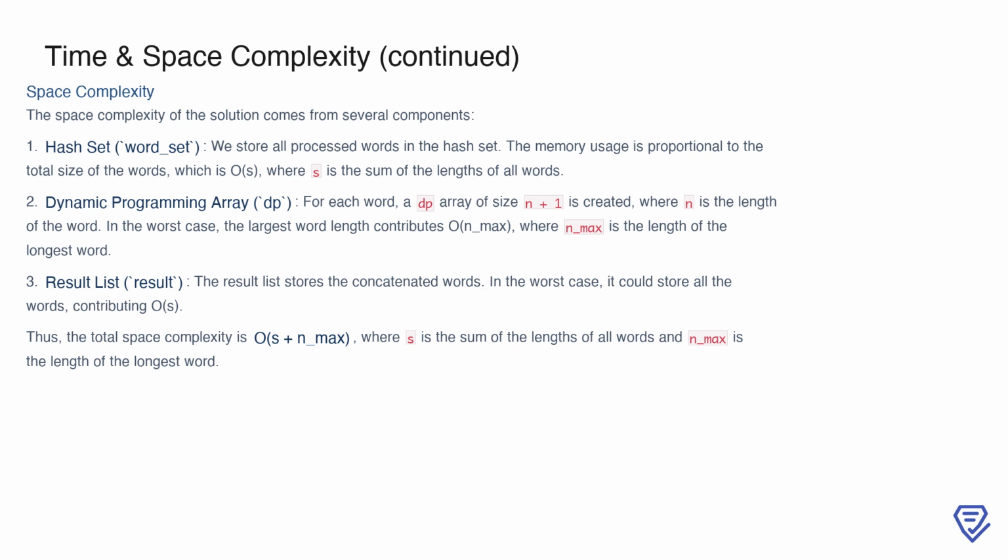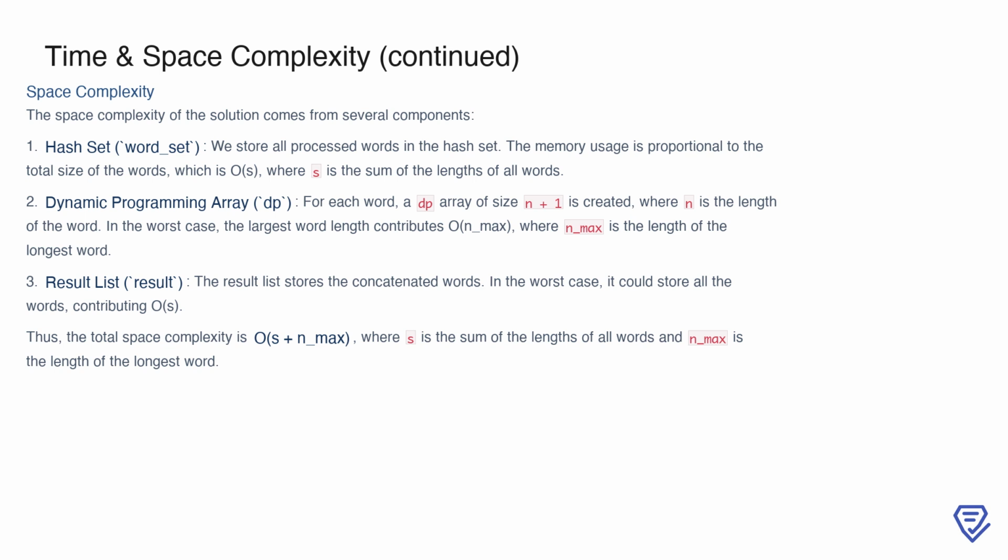In terms of space complexity, the solution uses several components that contribute to the overall memory usage. First, there is the hash set, which stores all processed words. The space required for this is proportional to the total size of all words, which is O(S), where S is the sum of the lengths of all the words.